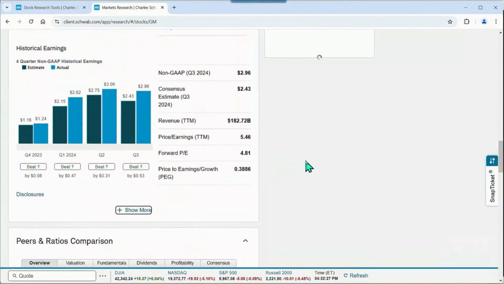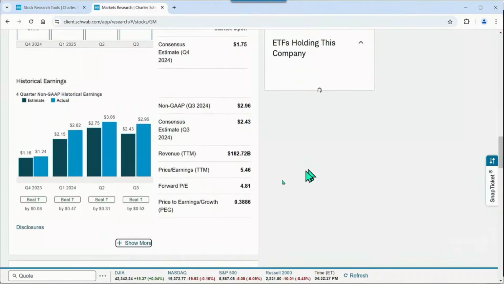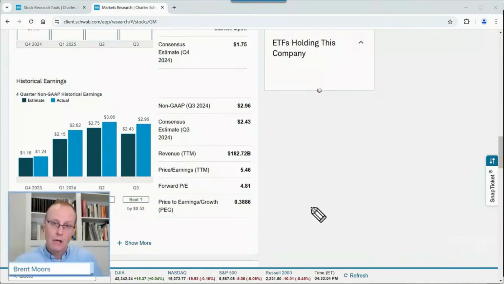Oh, actually, before we go on, let me just mention some other stuff here on this earnings. You don't have to click on Show More for this next stuff I'm going to mention to you. Remember earlier, I mentioned a PEG ratio, and I talked about what a PEG ratio is. I think it's a very useful ratio.